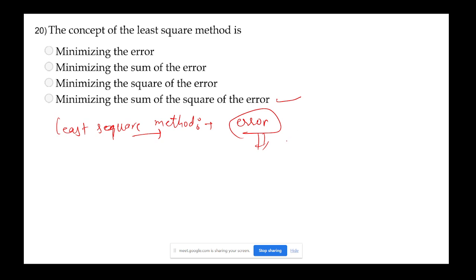However, that is not the truth, because error can never be nullified if there are two different data points and they have opposite errors. So you take the square so that you always get a positive error and you can sum it up. So the correct answer is minimizing the sum of the square of errors.